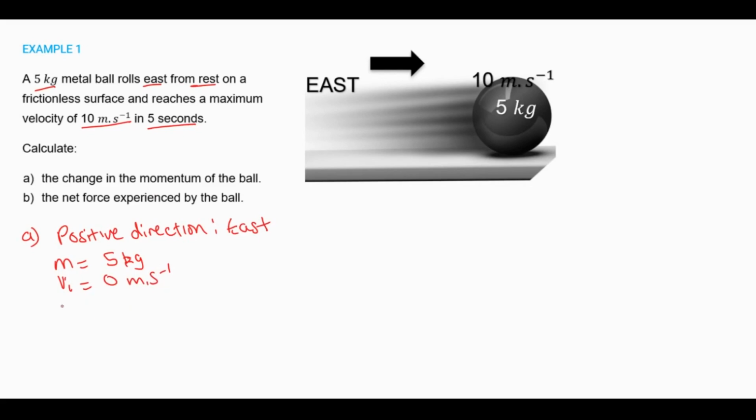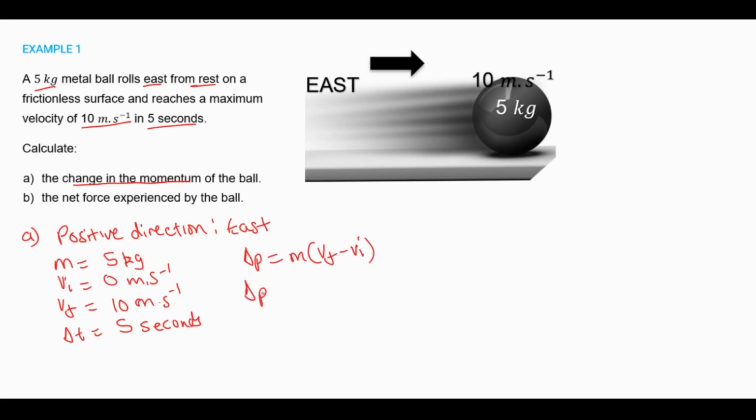And then what is the final velocity? Final velocity is 10 meters per second. Right, and then what else do we have here? We have the change in time, or time, 5 seconds. Right, so we want to find change in the momentum. So change in momentum is equal to m times final velocity minus initial velocity.